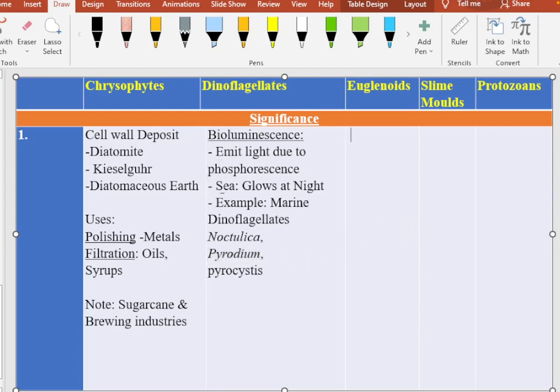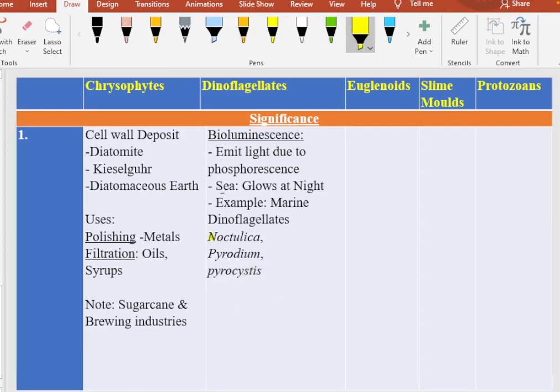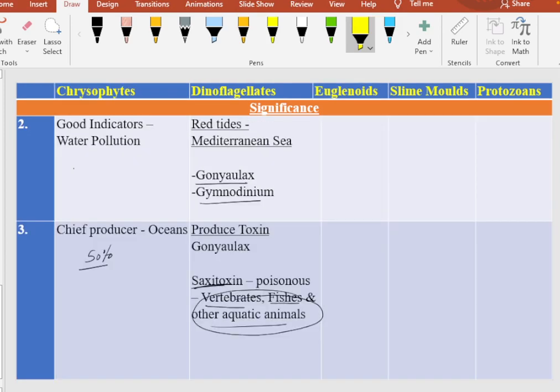Okay, so 3 examples are there, but you remember one thing very important. What is that? Noctiluca is the important thing. Bioluminescence is given by Noctiluca, marine dinoflagellates, which glow at night in the beaches. Next thing is red tides in the Mediterranean Sea.